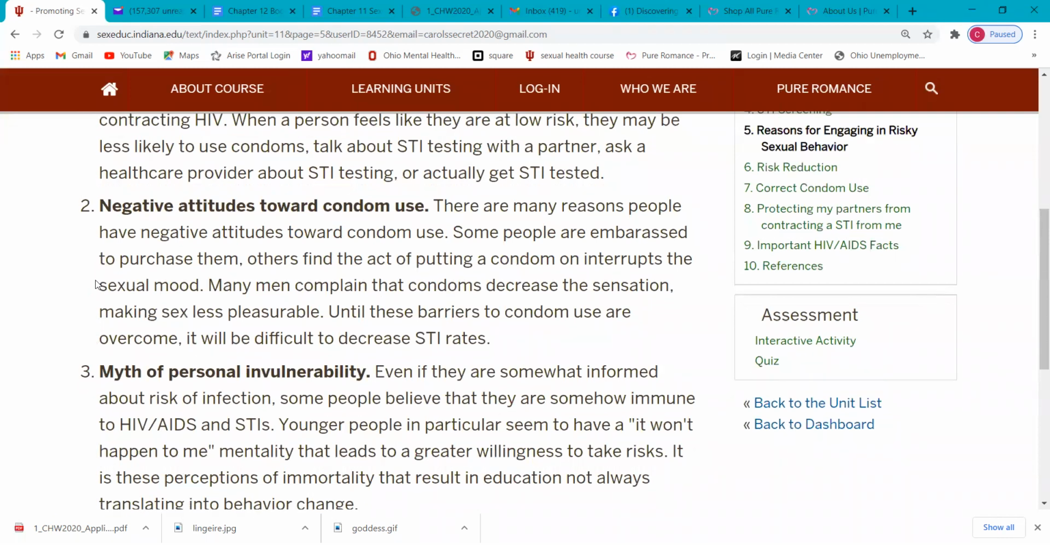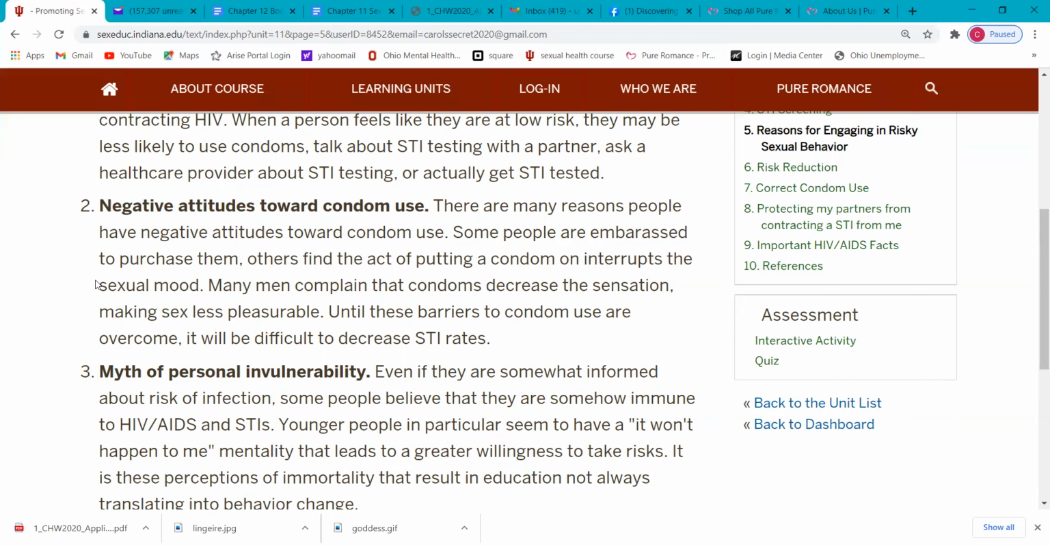Two, negative attitudes towards condoms. There are many reasons people have negative attitudes toward condom use. Some people are embarrassed to purchase them. Others find the act of putting the condoms on interrupts the sexual mood. And many men complain that condoms decrease the sensation, making sex less pleasurable. But until these barriers to condom use are overcome, it will be difficult to decrease STI rates.